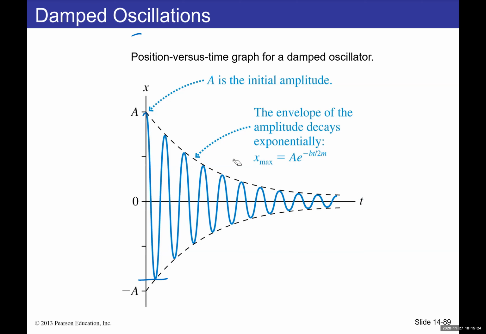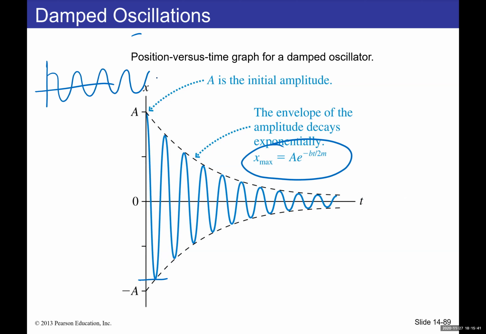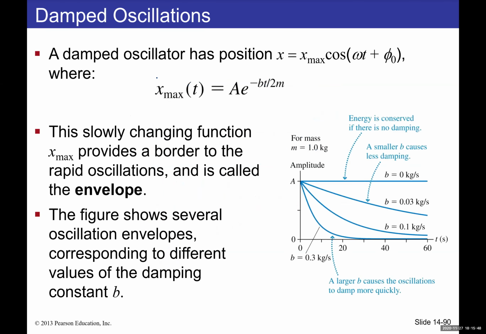So our amplitude, or the envelope amplitude, decays exponentially, where x max equals A e to the negative bt over 2m. This is the position versus time graph for a damped oscillator. Undamped, you go like this forever. For the damped oscillation, you eventually slow down and stop. So the damped oscillator has position x equals x max cosine(omega t plus phi naught), where we take x max to be A e to the negative bt over 2m.